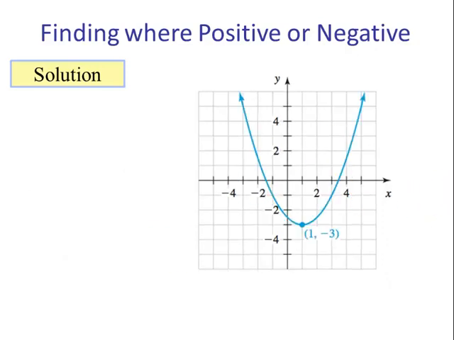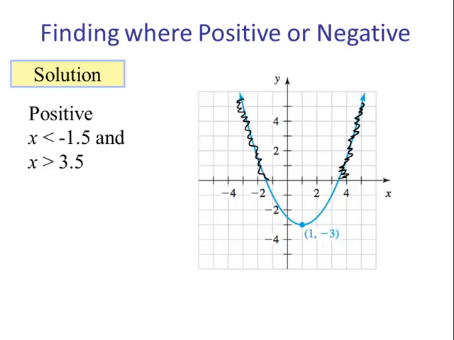Number 2, there are two regions where this function's positive. This region and this region. So those would be when x is less than negative 1.5 and when x is greater than 3.5. There is only one region where the function is negative, and that's all x values from here to here. So we say that the function is negative from about negative 1.5 to about 3.5.